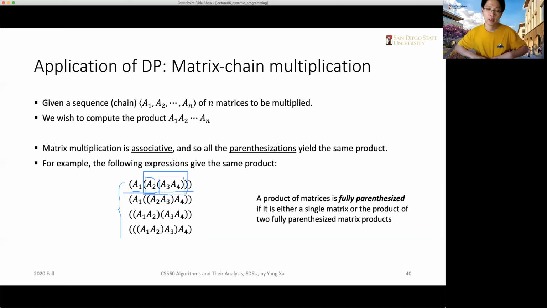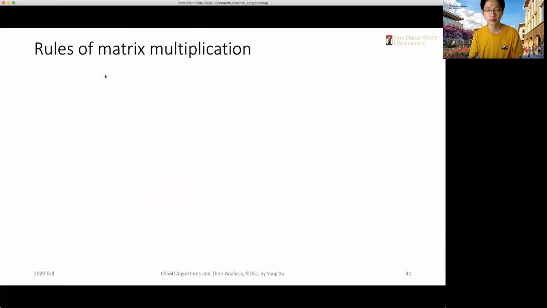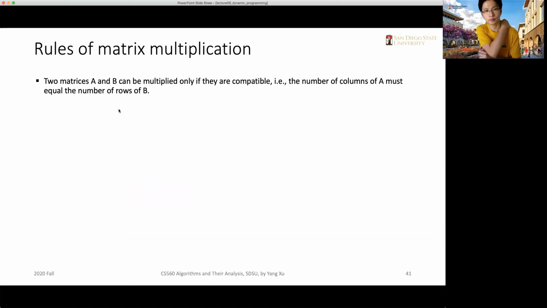Okay, and given a sequence of matrices, we will now look at how the different ways of parenthesization will lead to different costs in computation. So first of all, two matrices A and B can only be multiplied if they are compatible. It's a requirement that the number of columns in A must equal the number of rows in B. So that is the requirement of matrix multiplication.